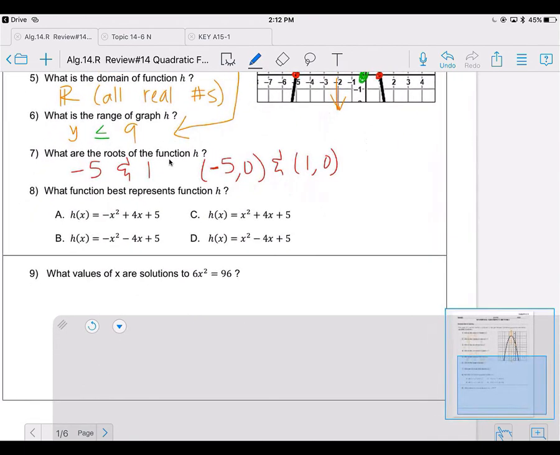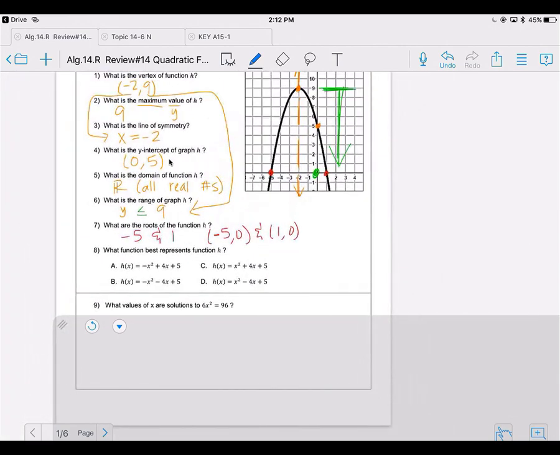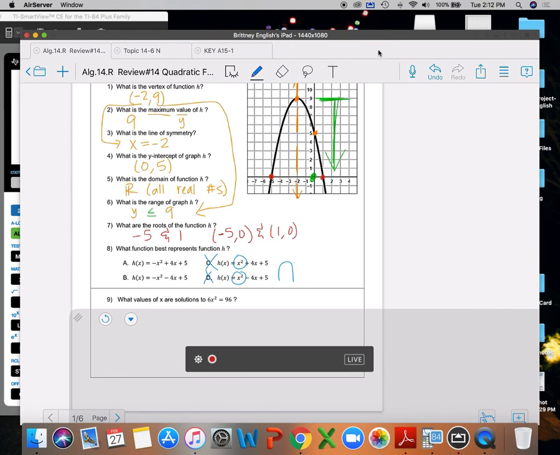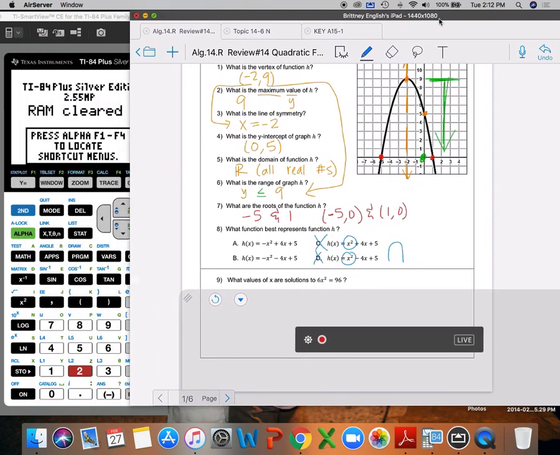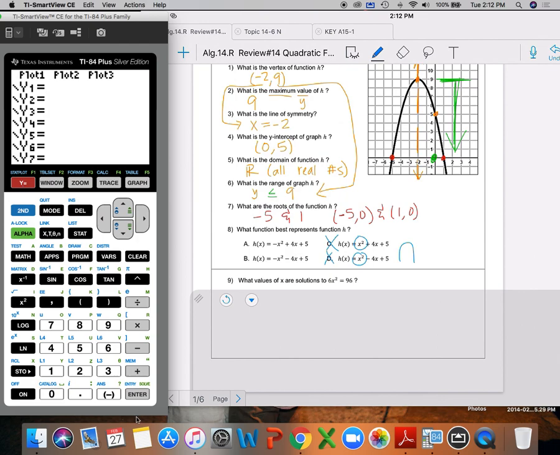And then problem 8 asks which function best represents this graph. Now we know, because this looks like an upside down U, that my first term needs to be negative, so C and D could not work. Now, you don't have to narrow it down. It's just taking some time out if you can narrow it down. But once you've narrowed it down, or if you haven't, all you have to do is type in the equations into y equals and see which one looks like the graph that you were given.